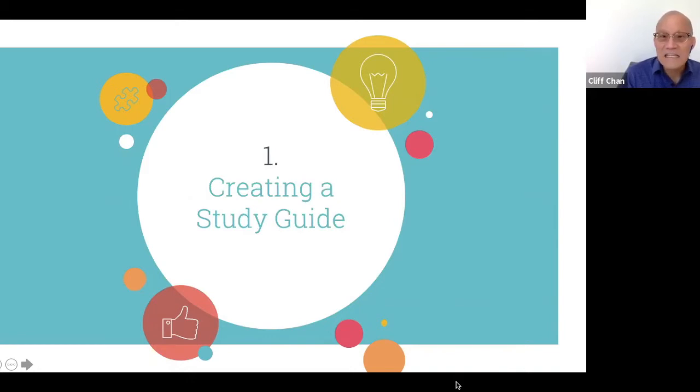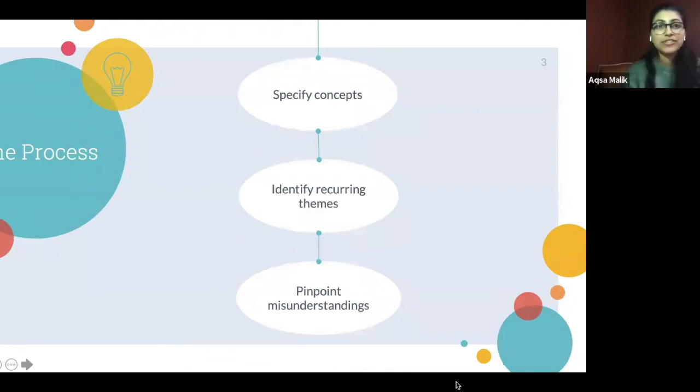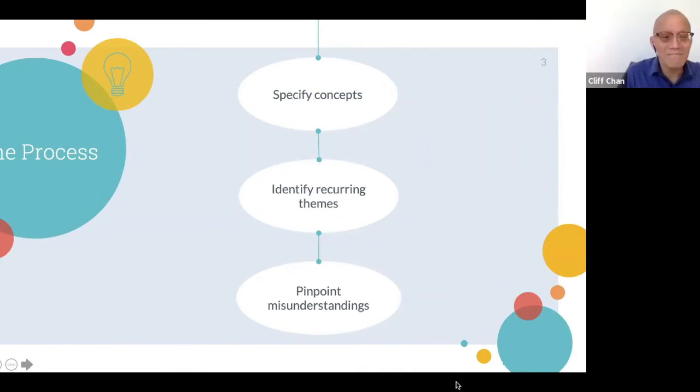study more strategically. That's a really great idea, Cliff, and I think that effective research has really guided our three-part process in creating this study guide. So similarly to the research, we can specify concepts, identify recurring themes, and pinpoint our misunderstandings.